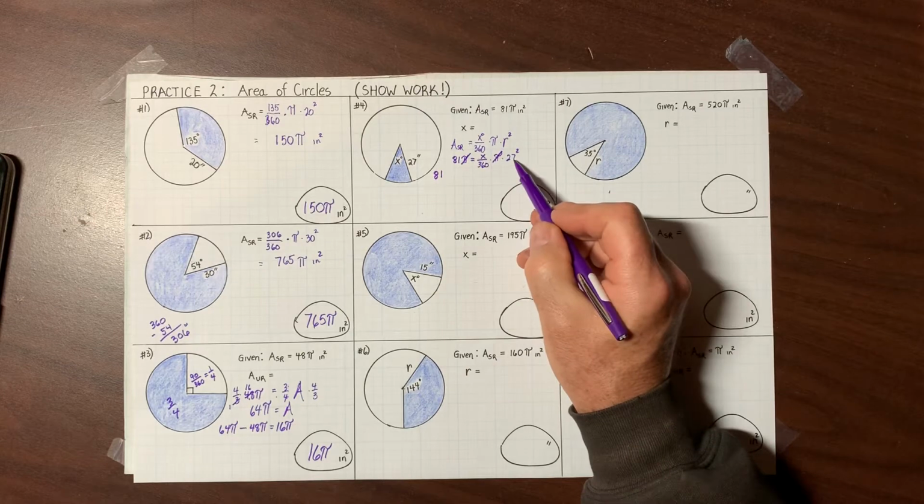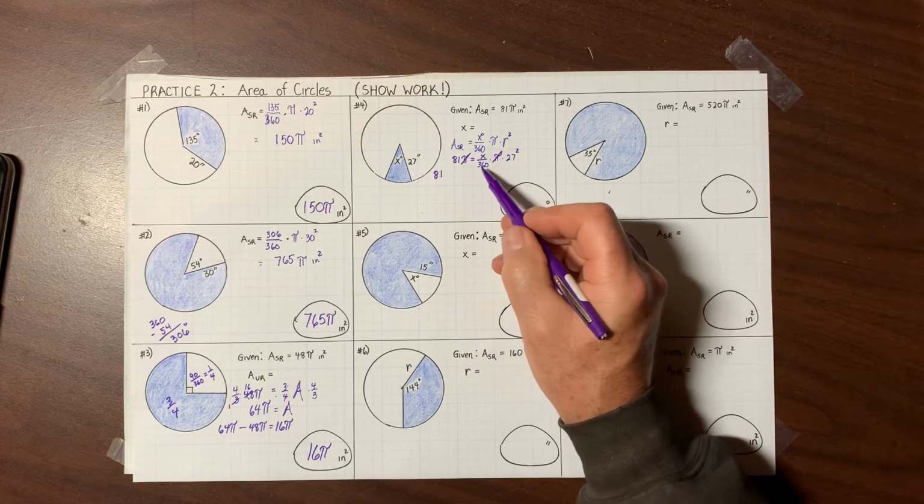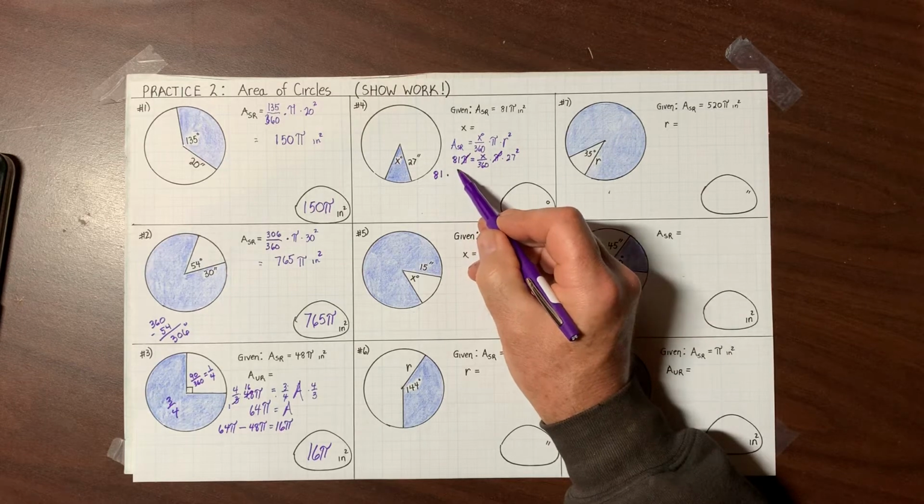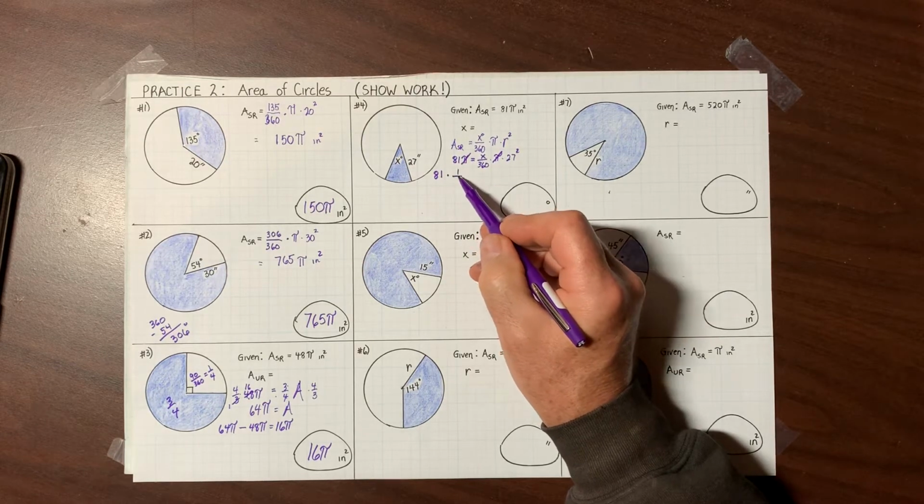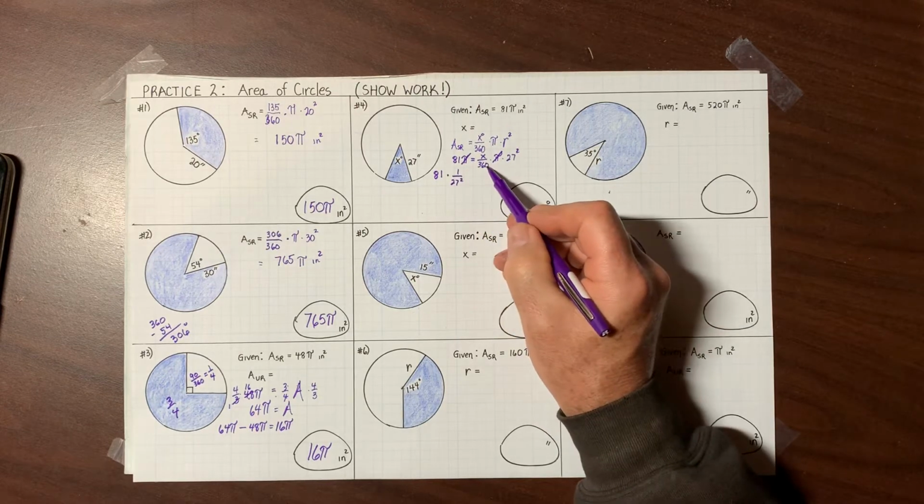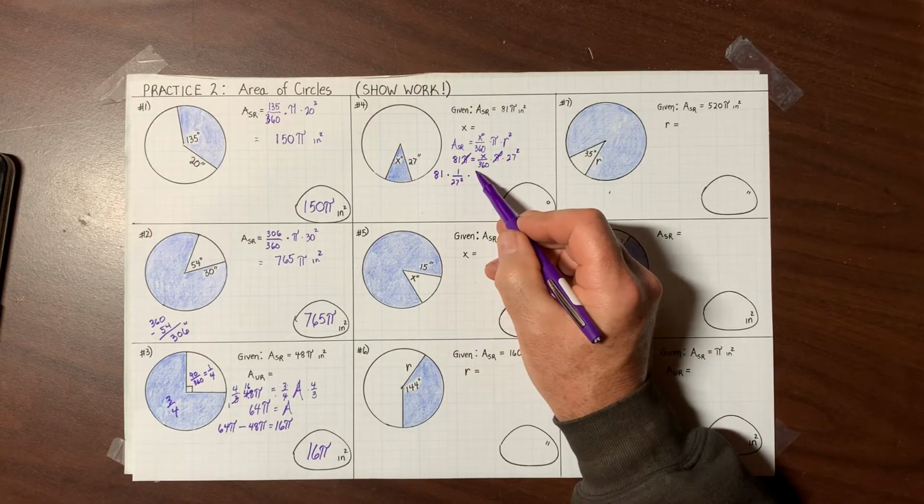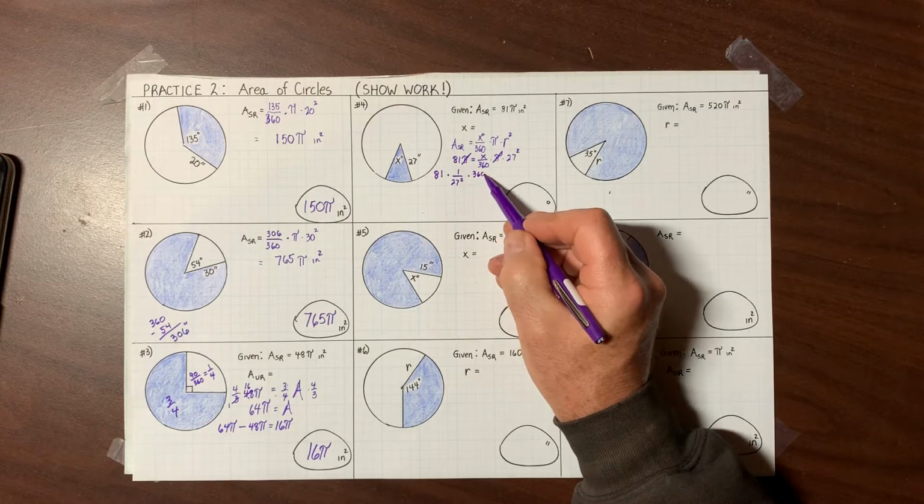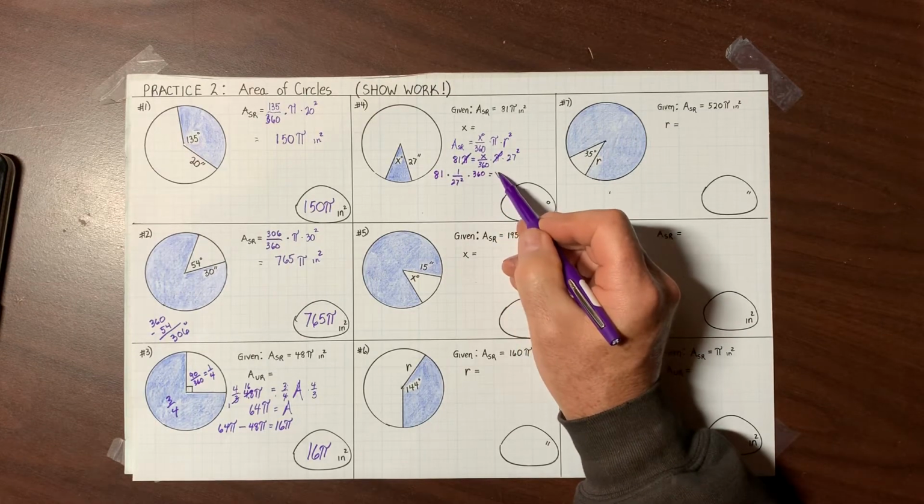And to get rid of this 27 squared, to get the x isolated, I'm going to have to multiply by 1 over 27 squared. And to get rid of this 360, I'm going to have to multiply by 360. And that would isolate the x.